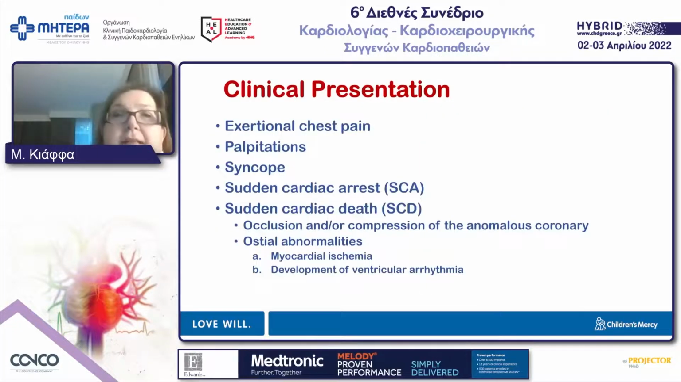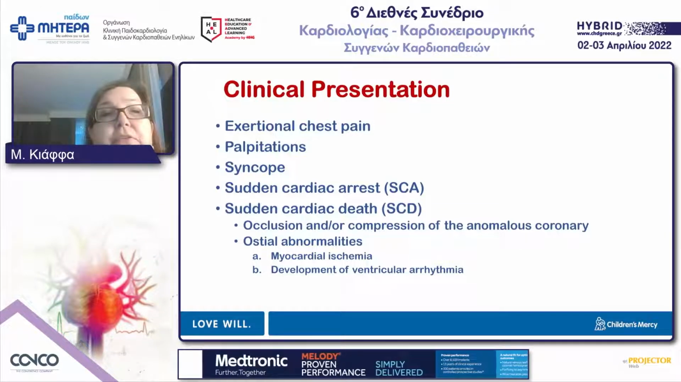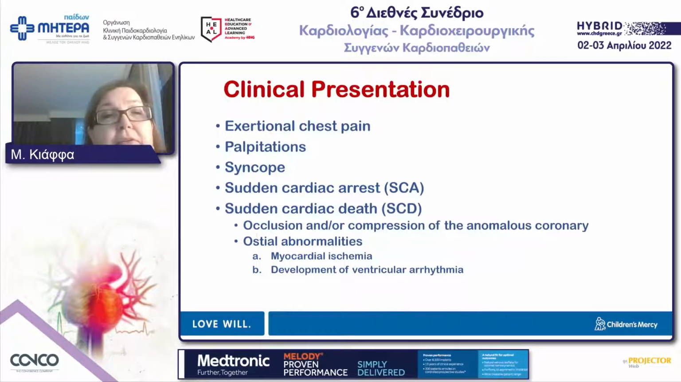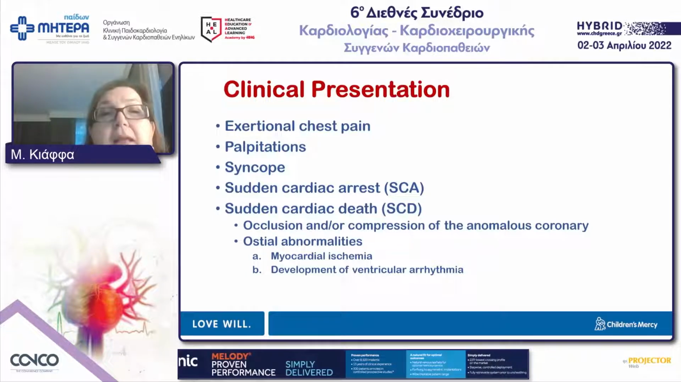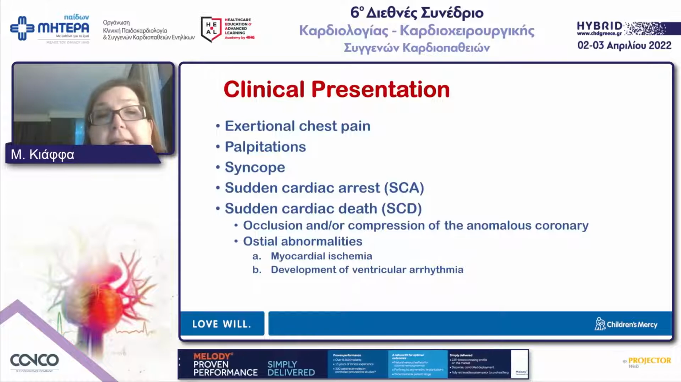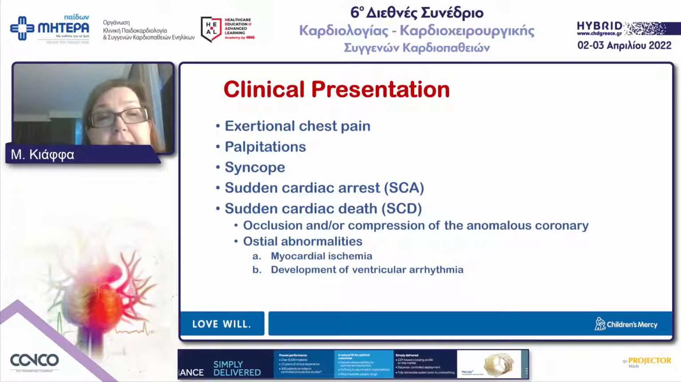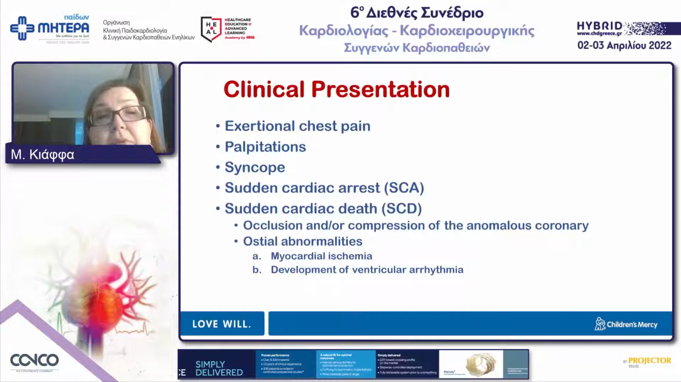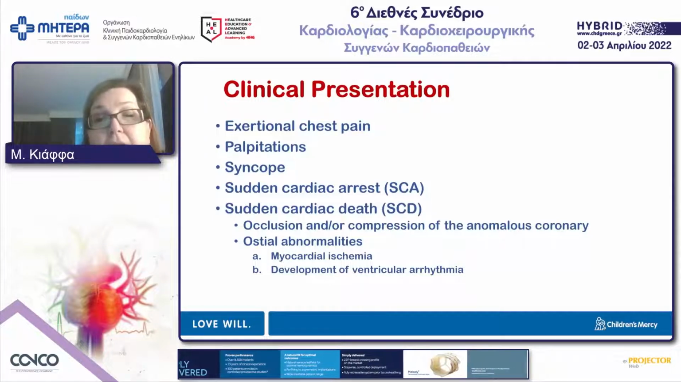But this is not the classic presentation, as I said. The classic one is exertional chest pain, palpitations, syncope, usually after exercise, as I mentioned before, and sudden cardiac arrest and sudden cardiac death, of course, are unfavorable outcomes and incidences for our patients. The mechanism is not clear. There might be occlusion or compression of the anomalous coronary, or you can have ostial abnormalities. A lot of those abnormal coronaries have slit-like ostia. And this is associated with myocardial ischemia and, of course, development of ventricular arrhythmia and cardiac arrest.